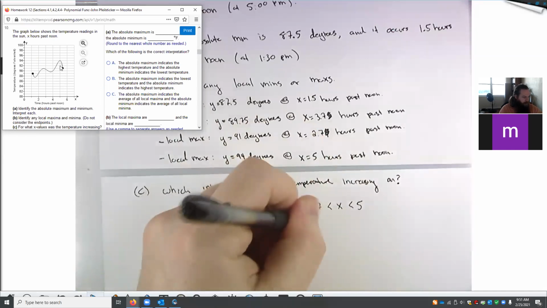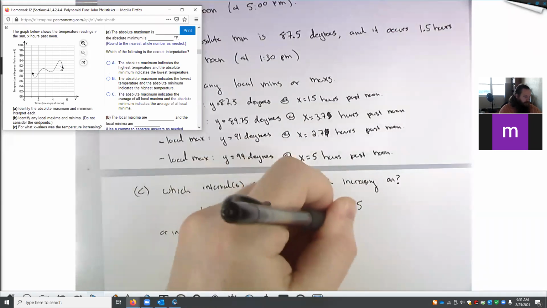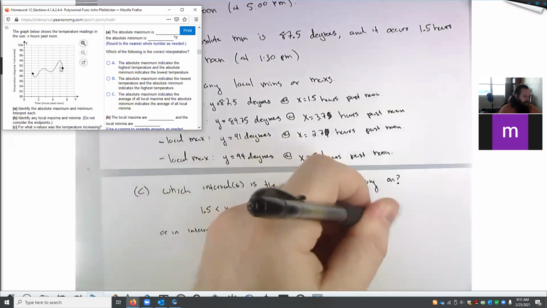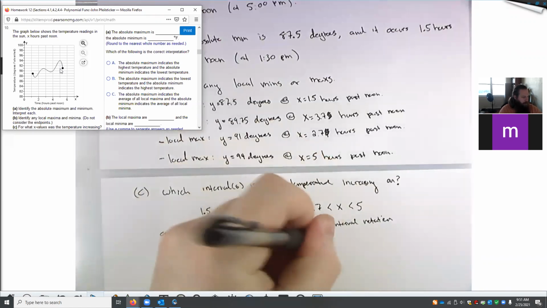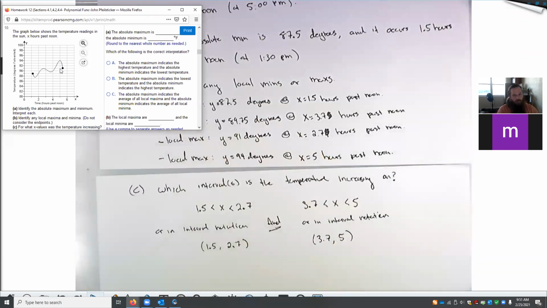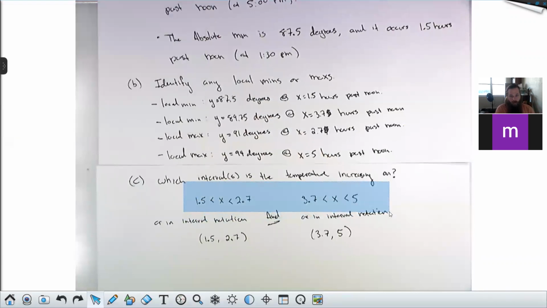Which in interval notation is the open interval from 3.7 to 5. And on a test, I might ask you for the intervals of increase and decrease as an inequality like this, or as an interval like this, either one of them.